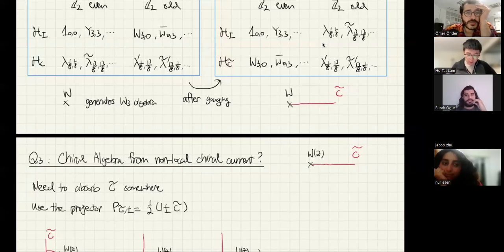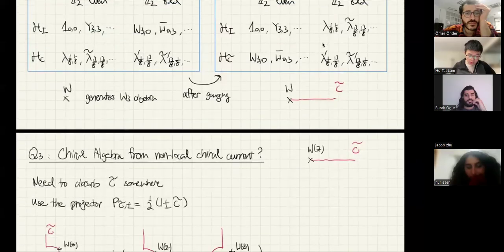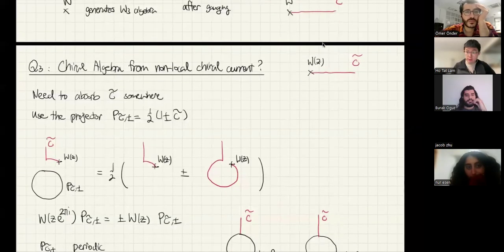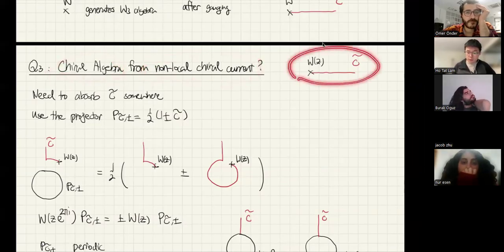So now we see that in this case we actually encounter non-local operators, right? This turns us to the third question that we would like to ask: if we want to understand chiral algebra gauging, we need to understand the following question. Can we build chiral algebras from non-local chiral operators? In particular, we are encountering these non-local chiral operators. Can we build a chiral algebra out of them? This is the question we'd like to ask.